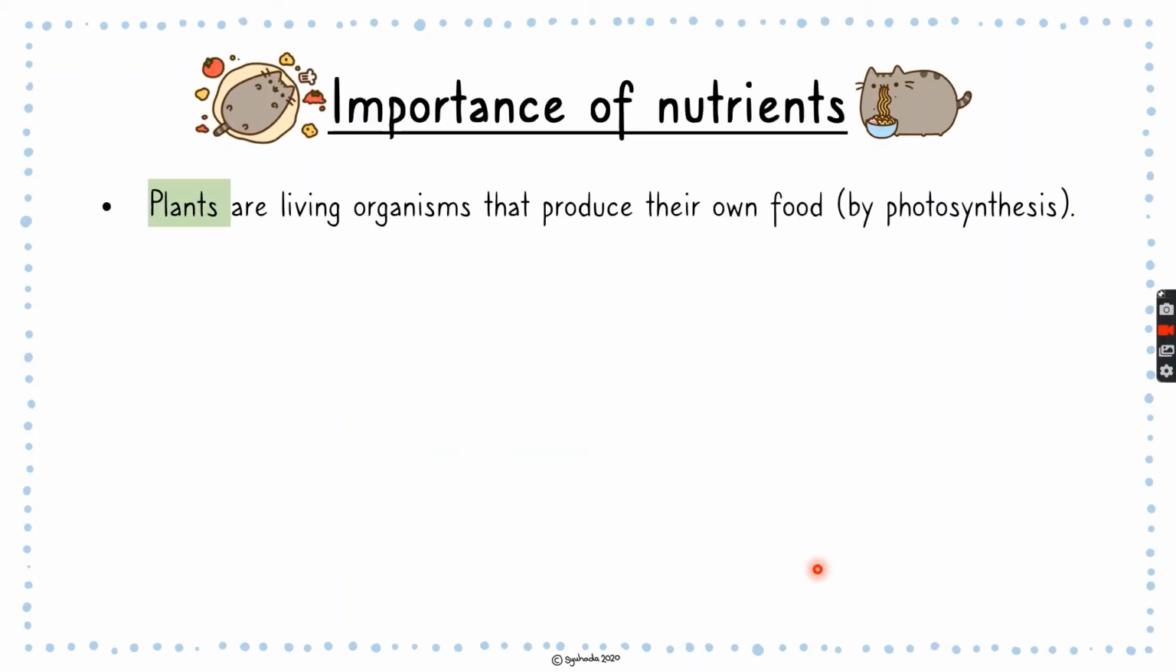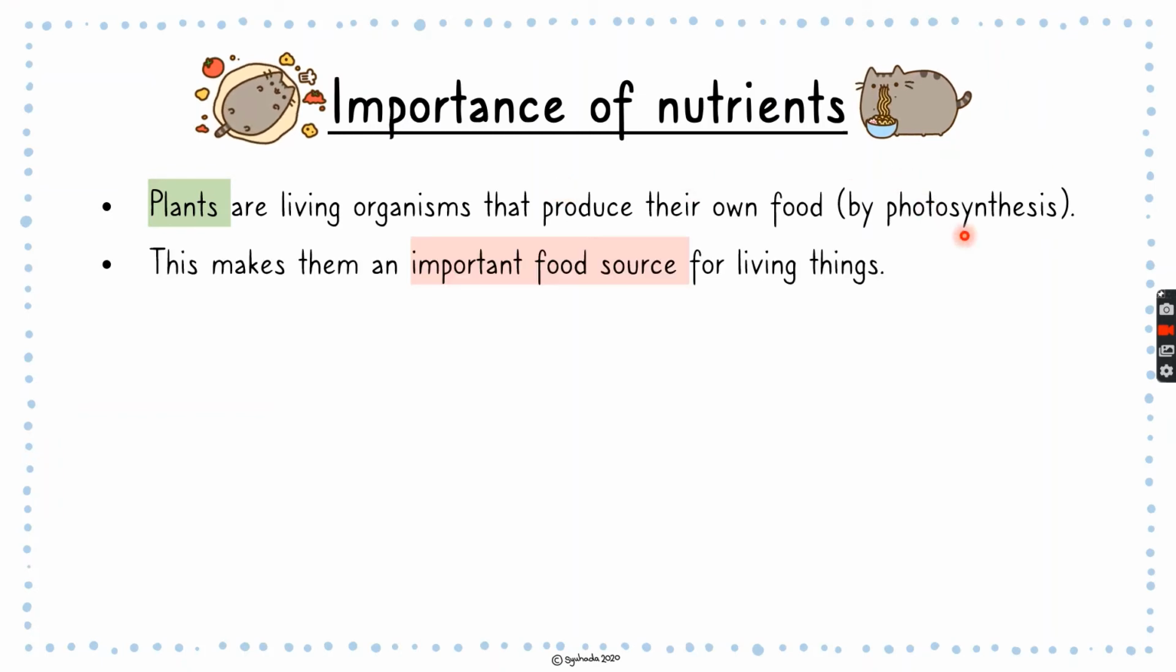Why are nutrients important? Plants are living organisms, and what they do is that they produce their own food by the process that we talked about earlier, which is photosynthesis. This makes them an important food source for living things.